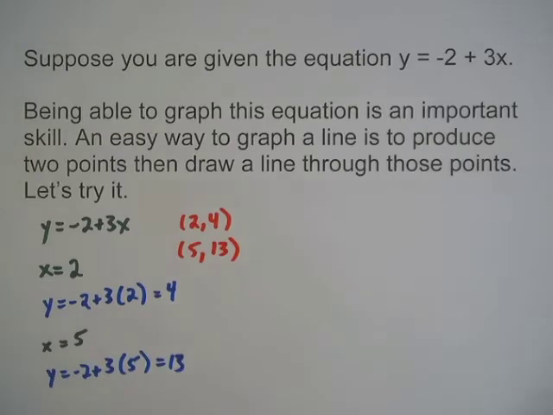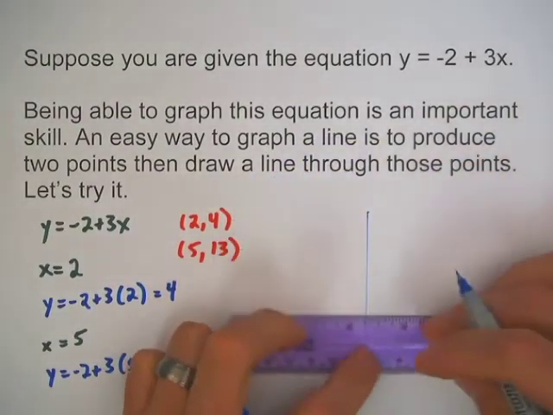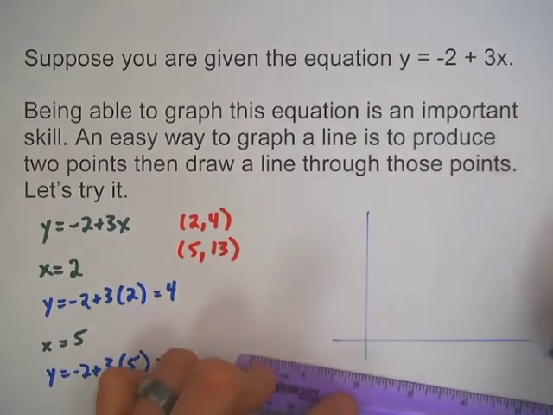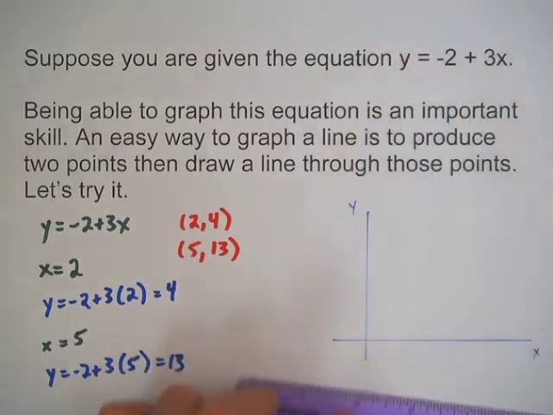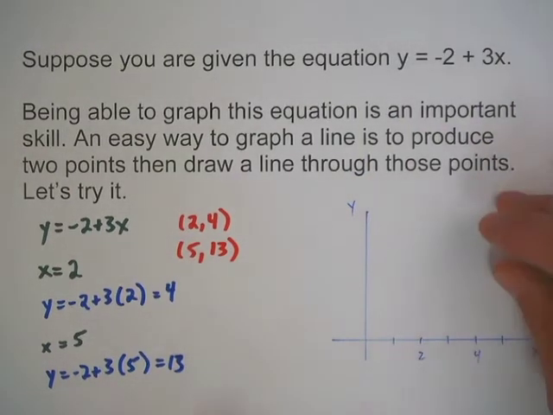Now if we want to graph that, let's just set up a set of axes and plot those 2 points and then draw a nice straight line through it. I'm going to do that over here. I'm only going to need the first quadrant of my graph, so I'm going to make my x and y axes like so. My x-axis needs to go from 2 to 5, and then I need to get up to at least 13 here.